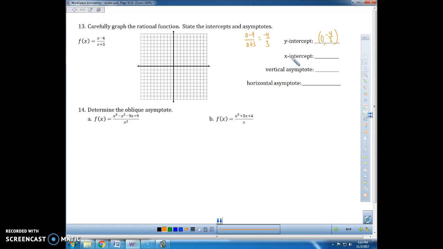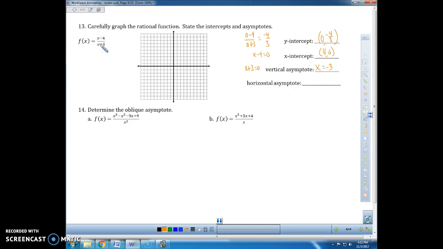X-intercepts happen when the numerator equals 0. So when x minus 4 equals 0, which means that x would be 4, so the x-intercept is at (4, 0). The vertical asymptotes happen when the denominator equals 0. So when x plus 3 equals 0, i.e. when x equals negative 3, notice the difference between the intercept, which is a point, and the asymptote, which is actually a line.